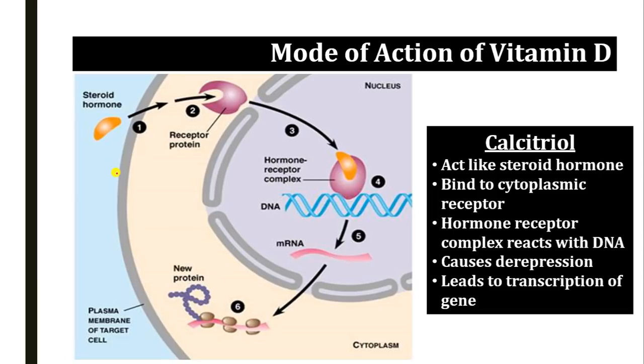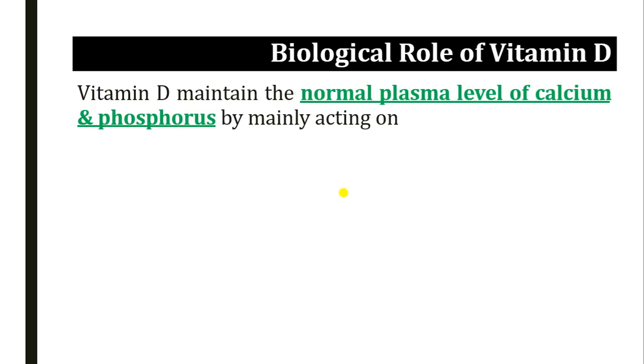So this is the mode of action. Vitamin D acts like a steroid hormone bound to the receptor. This hormone receptor complex enters the nucleus and binds with the DNA. It causes de-repression and helps in the transcription of a particular gene, and after that gene is transcribed, it synthesizes a protein, and the protein carries out its function.